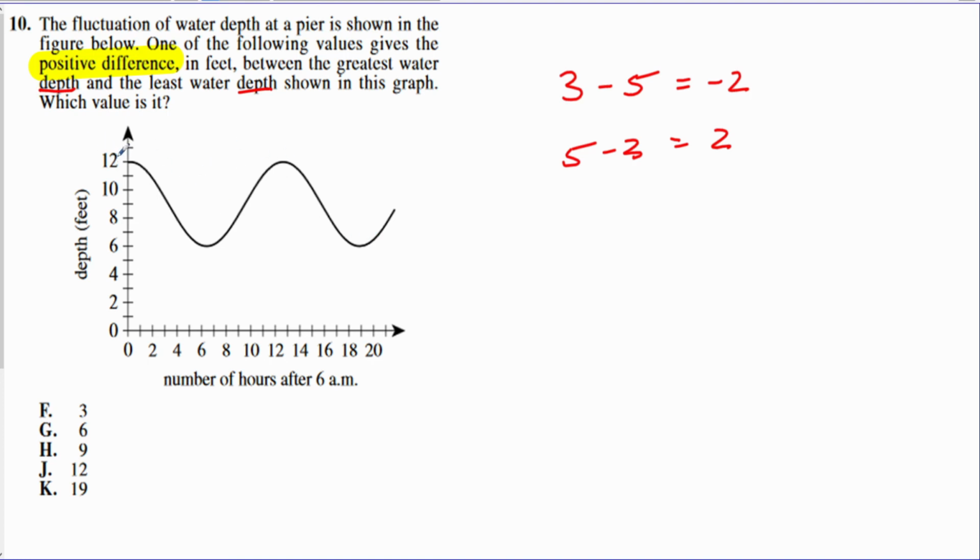So all I'm going to do for this problem is say the least water depth is the lowest point, and it looks like right here at 6, right? It hits a couple points where it gets down to 6 feet, okay? And then the highest one, it looks like is where we start here at 0 hours, which is 6 a.m., and then maybe again over here at 14 hours, but it looks like 12. So I'm going to say my earliest one. Let's get rid of my example here, okay? If I say 12 is my highest depth minus 6, which is my lowest depth, it looks like the positive difference between those is going to be 6, okay?